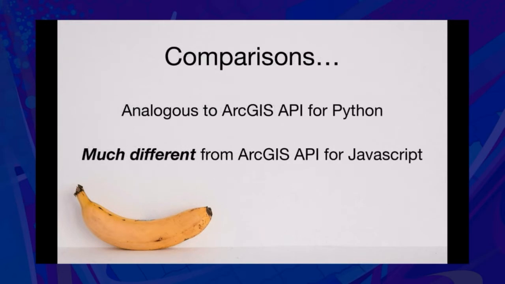In terms of functionality, one way to think of it is it's analogous to the ArcGIS API for Python, although that API tends to focus on geoprocessing. And REST.js currently is much more focused on just working with the platform entities. So your portal, the users, the groups, the items, the feature services, and that sort of stuff.